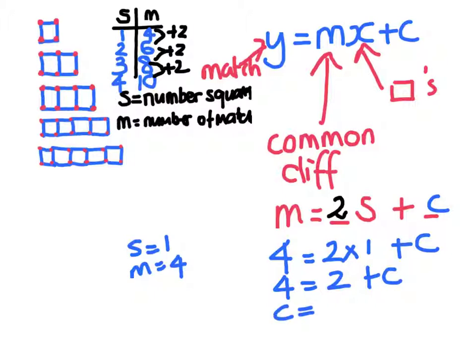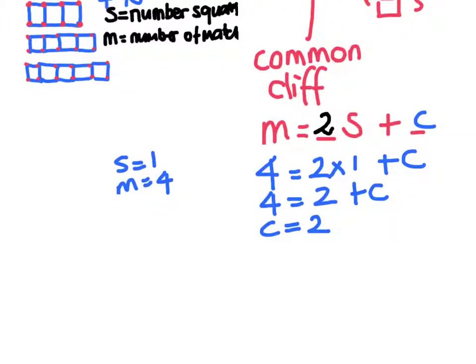So c must be equal to 2. So if I just move this up a bit, that means I can now rewrite my equation as m equals 2s plus 2. Wow, that seems a little bit difficult. We'll try it on another sheet.